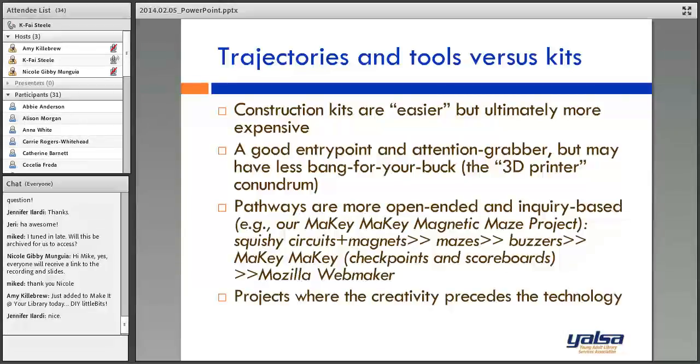And then another kid was like, well, let's put LEDs on there, and then buzzers, which led to us using the Makey Makey to create checkpoints and scoreboards. And then the kids afterwards were like, well, we should make a website for the checkpoints and scoreboards. So we used Mozilla WebMaker to document the whole process. But do you see how that was just so much more open? All of this took place over maybe 2 weeks.